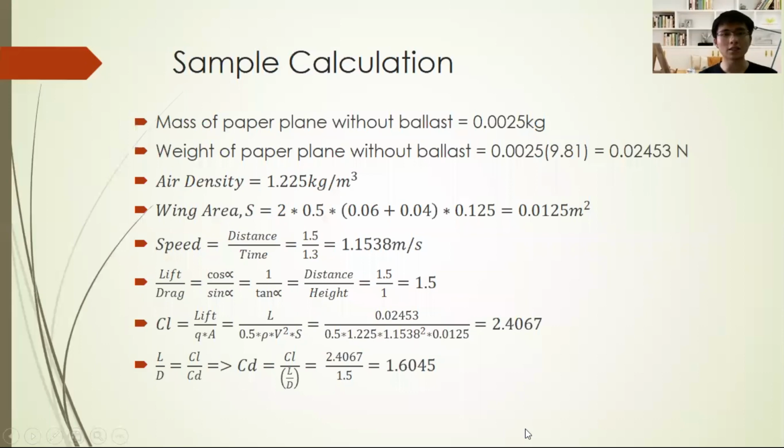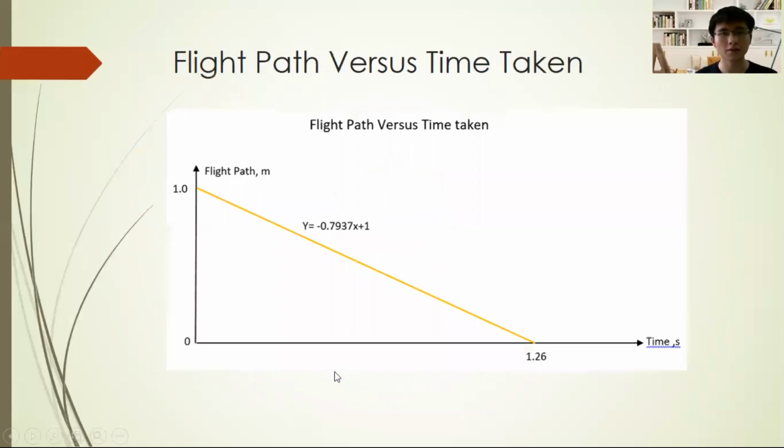After that, as I mentioned just now, I need to calculate the speed, lift to drag ratio, lift coefficient, and drag coefficient. So here are all the formulas I'm using to calculate all the values. After that, I have to do the flight path versus time taken graph. So I get a linear graph. So like this one. Yeah, from 1 meter height throwing, it reached the ground in 1.26 seconds. This is the average mean.